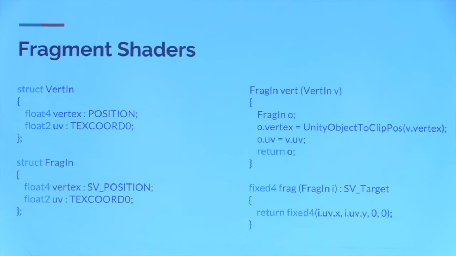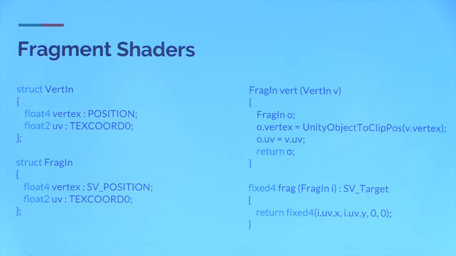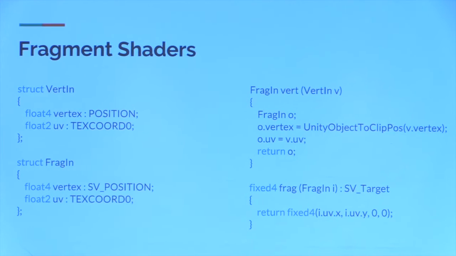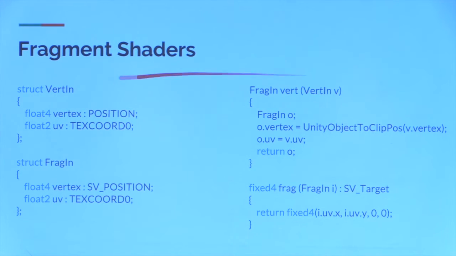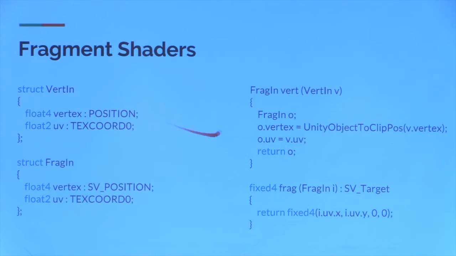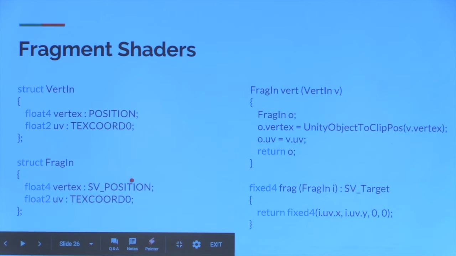So let's cut the crap here and do something a little bit more interesting. Before, we were just passing into our vertex shader this position, and we were just returning this SV_Position out. So let's make things a little bit more interesting by packing those values into a struct.